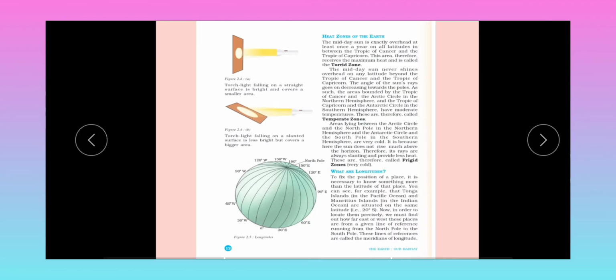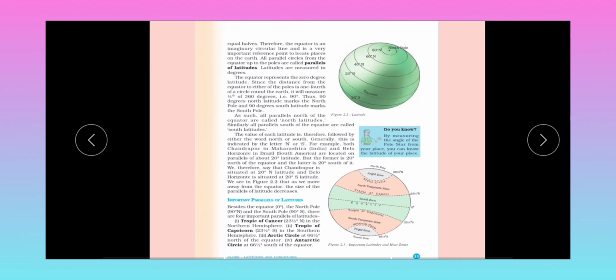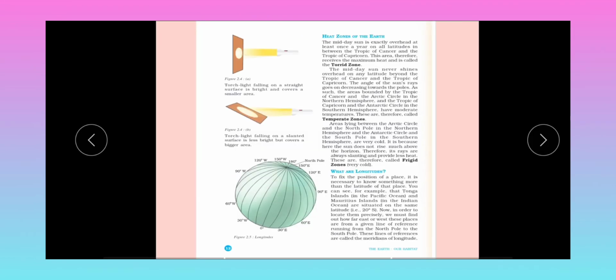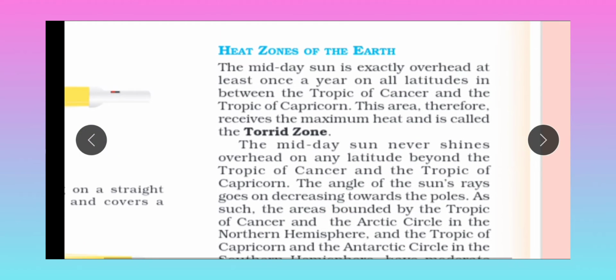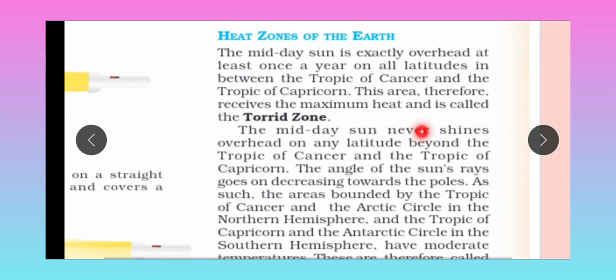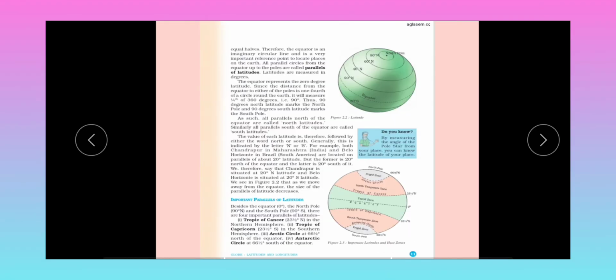Here you can see the heat zones of the earth that we have discussed now. The midday sun is exactly overhead at least once a year on the latitudes in between the Tropic of Cancer and the Tropic of Capricorn. This area therefore receives maximum heat and it is called the torrid zone, okay. Here you can see the torrid zone.